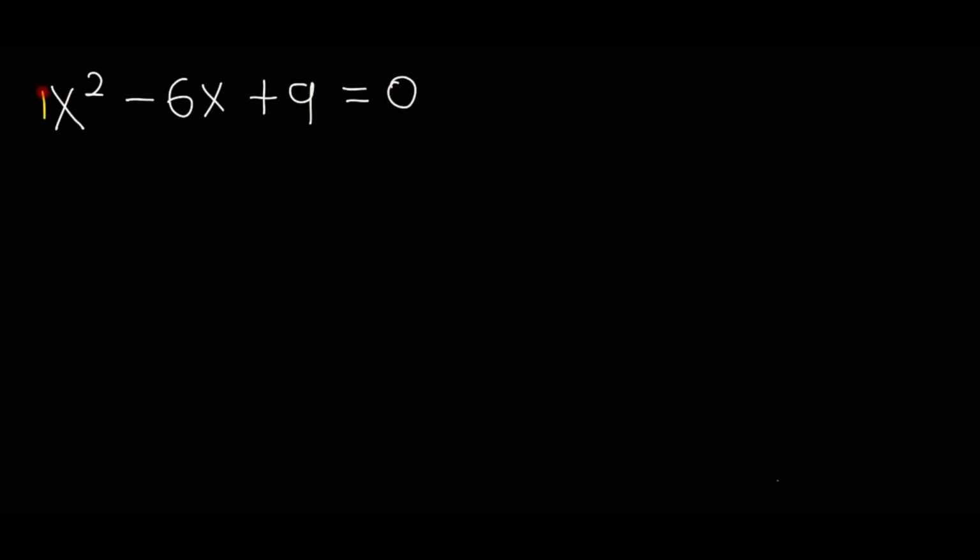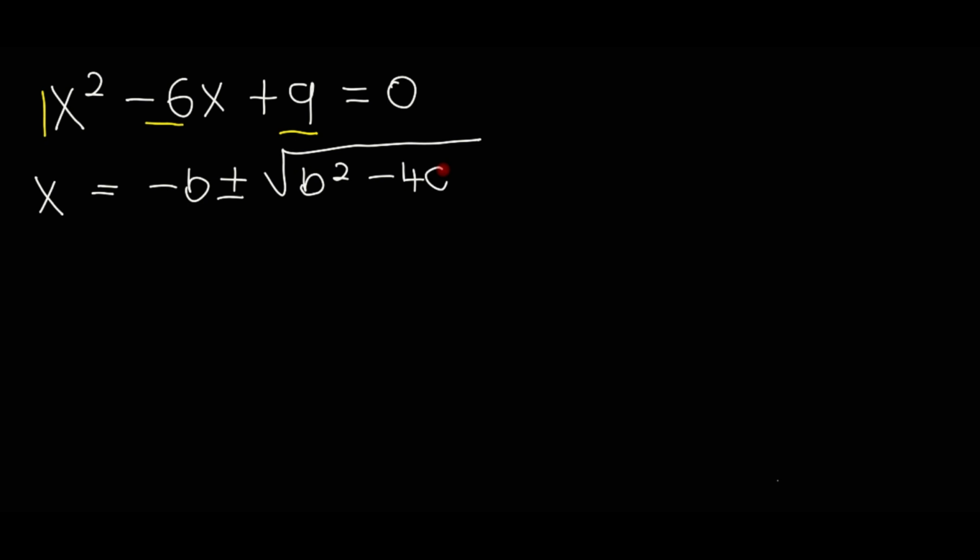Here our a is 1, our b is -6, and our c is 9. So let's use the equation: x is equal to minus b plus or minus the square root of b squared minus 4ac, all divided by 2a. And now let's substitute.